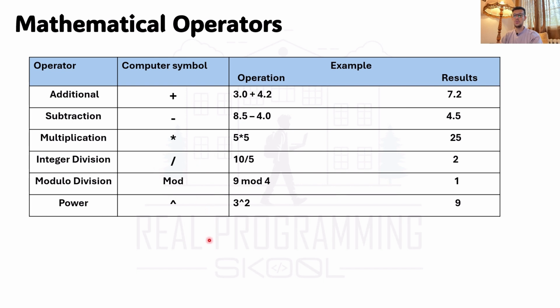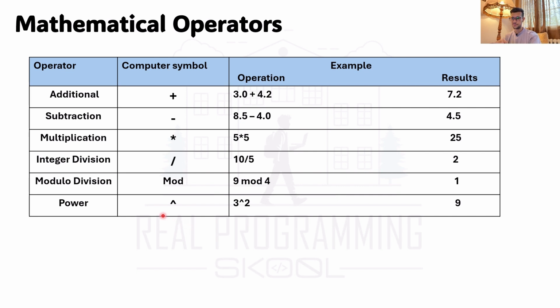So the mod is always the remainder of the number. For example, we have 9 apples and we have 4 people, and 9 mod 4. If we give each person 2 apples, we still have 1 apple remaining. So the mod is always the remainder, what is left after the process.